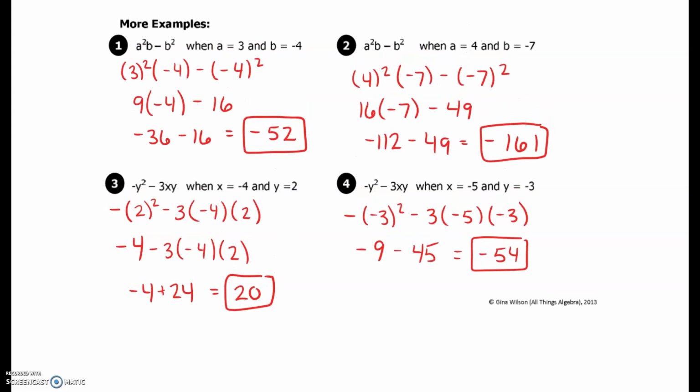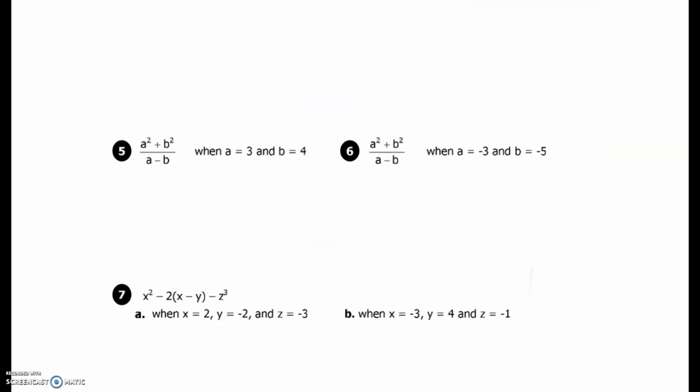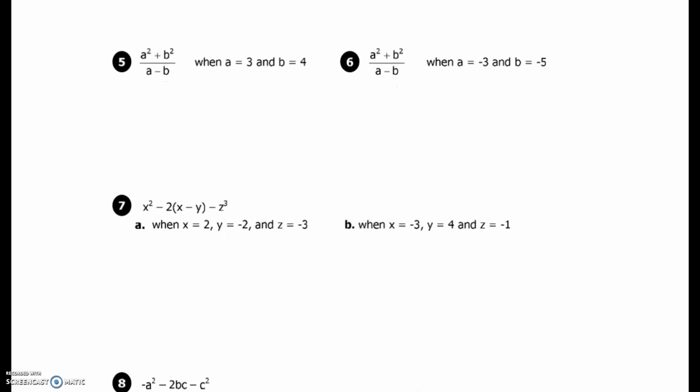That should complete the front side of this worksheet. At this point, if you want to flip the page and look at a few more of the examples on the back, we have 5, 6, 7, and 8 left. Now, I'm going to do one more of these with you. I'm going to look at number 5. We're told that A is 3 and B is 4. Now, since we are substituting positive numbers, we don't have to use parentheses when we substitute the 3 and the 4.